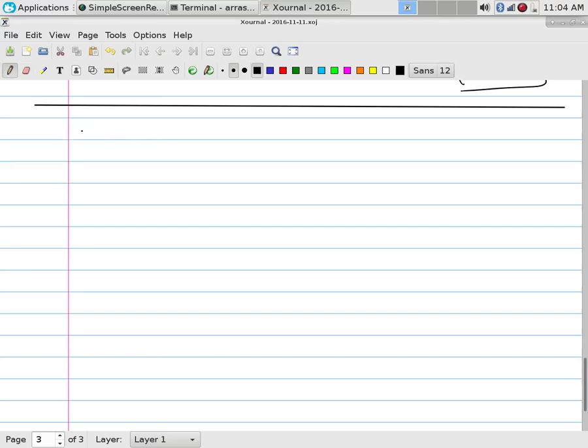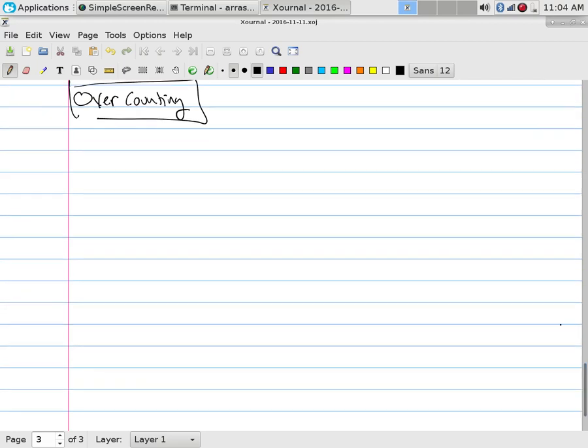Overcounting. There are two types of overcounting. It's like you overcount multiplicatively in the product rule, you overcount additively in the sum rule. We'll do the sum rule first because it's easier. A sum rule overcount.